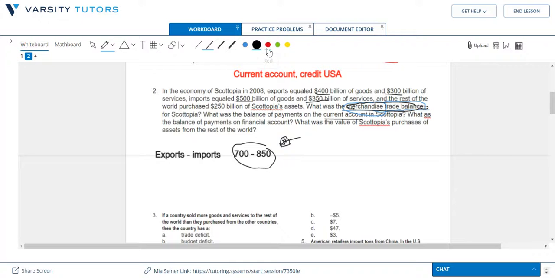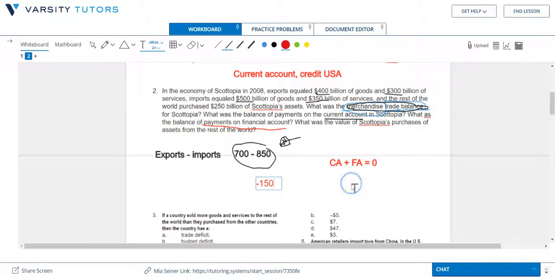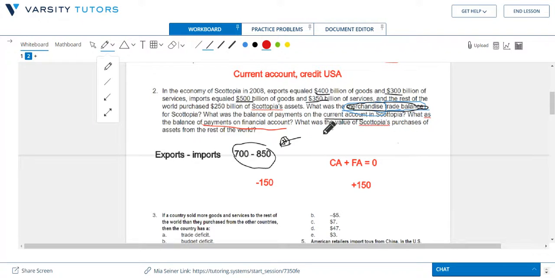What is the balance of payments on the financial account? Well, the balance of payments on the financial account is equal to it. Essentially, almost every situation you'll ever experience, the current account plus the financial account is going to equal zero. So if the current account is negative 150, I can almost promise you the financial account has to be 150. That's how the balances pay out. So the financial account, the balance of payments, is a positive 150.